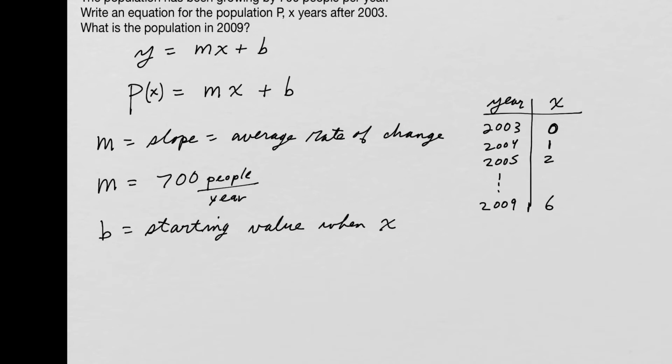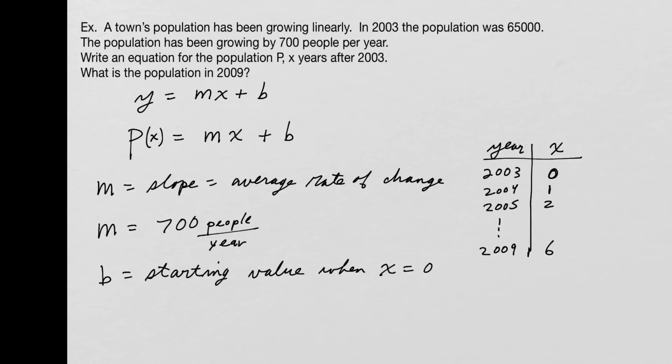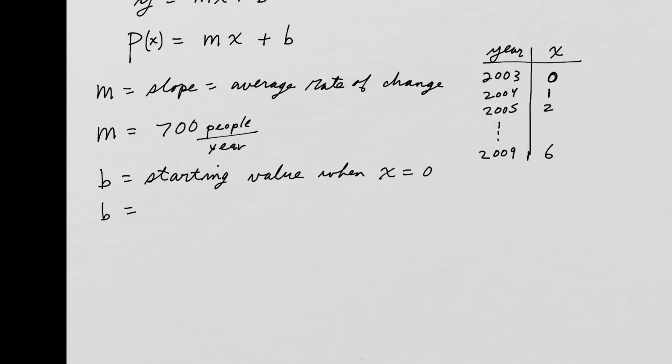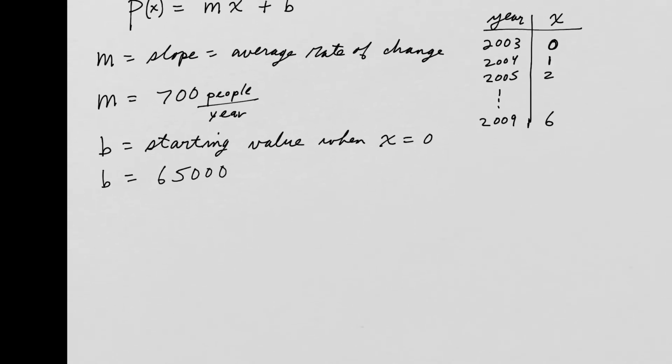Okay? So the B here represents the starting value when the input is equal to 0. So when X is equal to 0. But what is that value? Well, we're told that in the question, right? In the year 2003, that means X equals 0, the population was 65,000. So B is going to be 65,000. So now I'm done. I have my linear equation. I know that the population P is equal to the slope, 700 times X plus B, but B is 65,000.